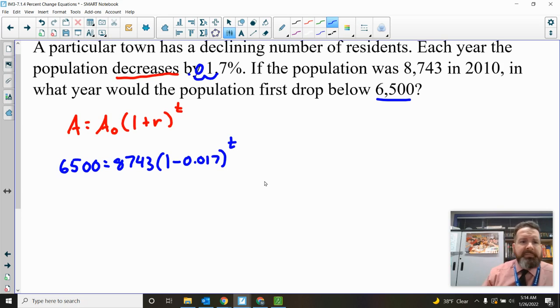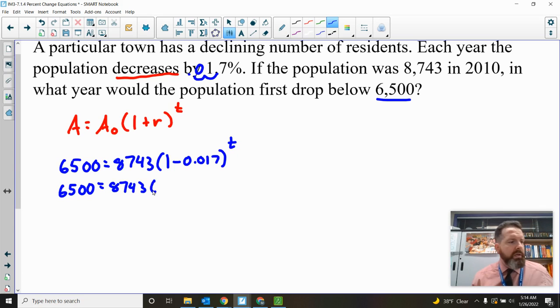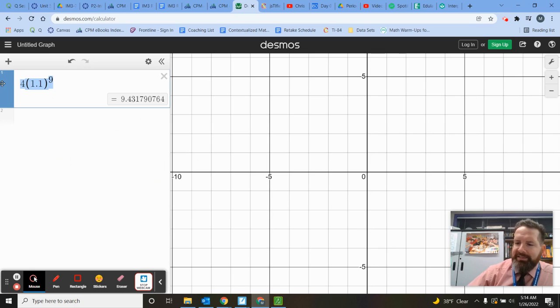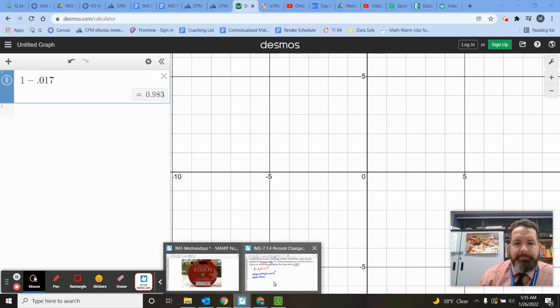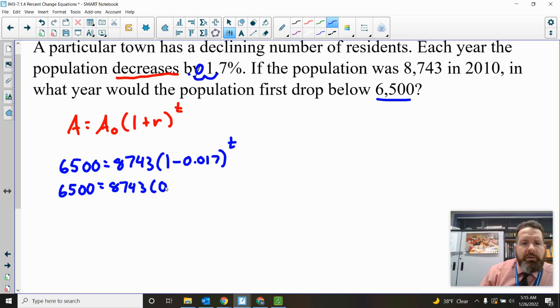Okay, awesome. Clean it up a little bit. Let's just do that subtraction that's in the parentheses. 1 minus 0.017. I always like to just double check because I don't want to mess up that calculation. So 0.983. Now, here's the interpretation. If 1.7% of people are leaving, then the other 98.3% of people are staying. That's the interpretation of that number.